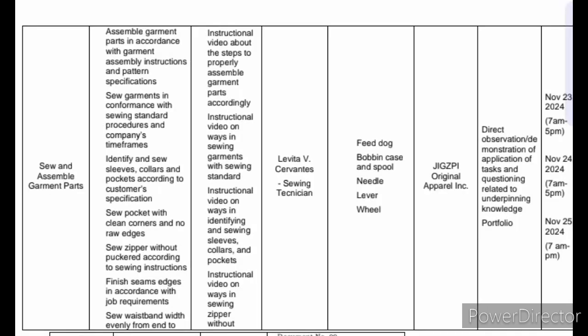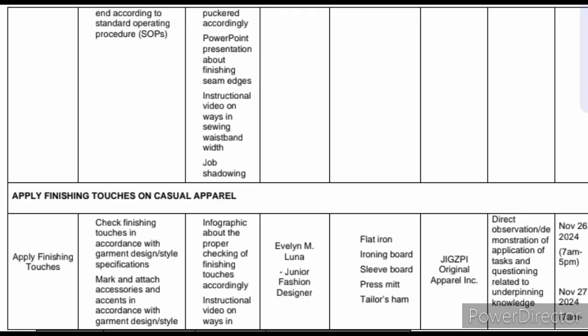So for the second learning outcome under sew casual apparel is sew and assemble garment parts. For this learning outcome, we can see there the training activities, the mode of training, the staff, the tools and equipment, the venue, the assessment method, and the date and time. So for the last unit of competency, apply finishing touches on casual apparel, we can likewise see the same details for this learning outcome.